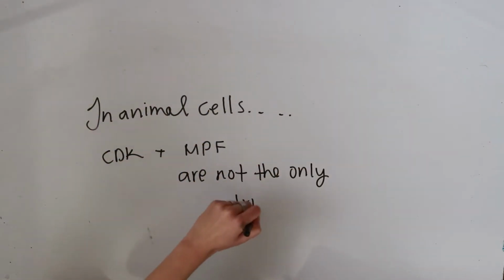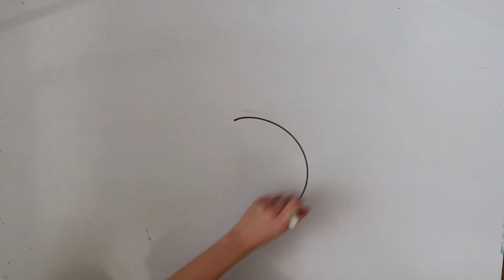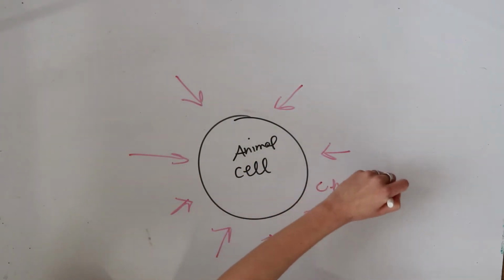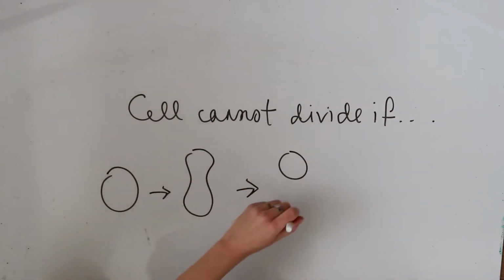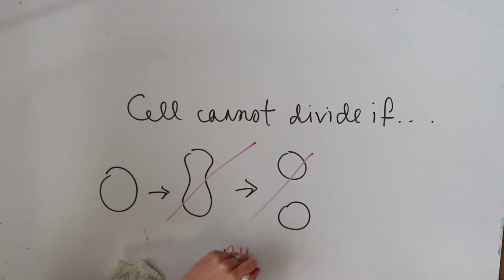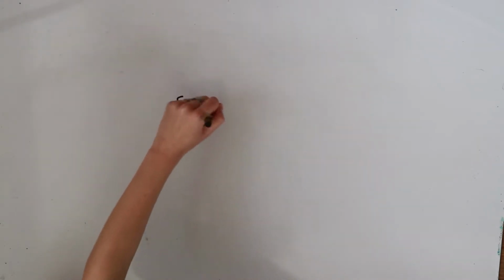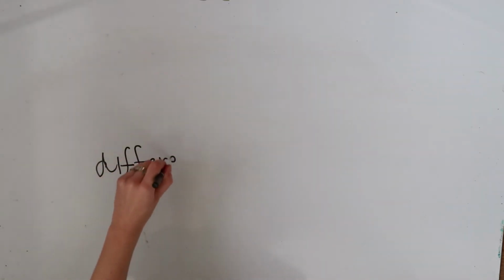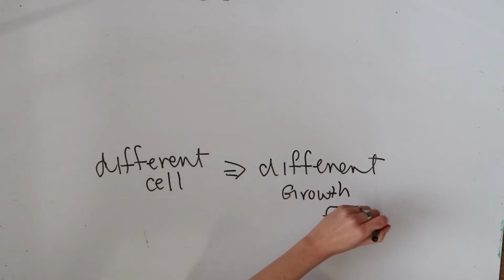However, CDKs and MPFs aren't the only trigger factors in cell division. There are also many external factors, such as chemical and physical factors, that can influence cell division. For example, cells fail to divide if an essential nutrient is missing. Even if all conditions are favorable to the cell, cells divide if and only if there is a specific growth medium or factor. Also, different cell types have different growth factors.